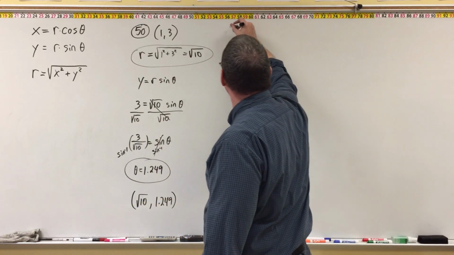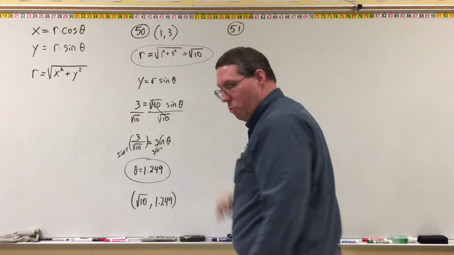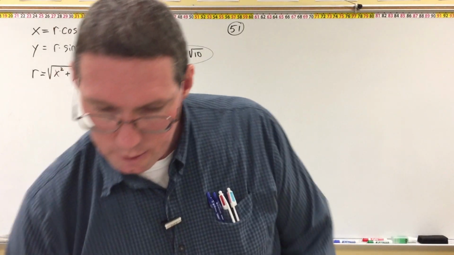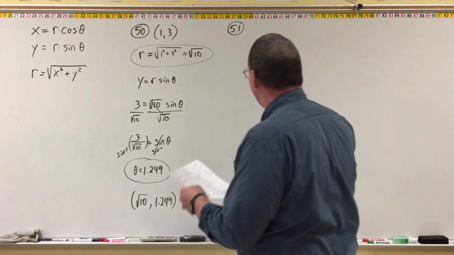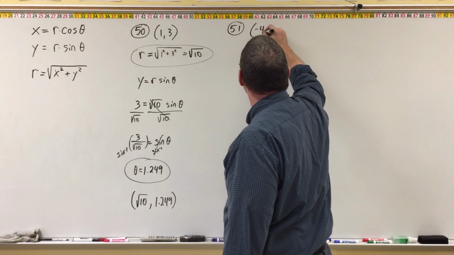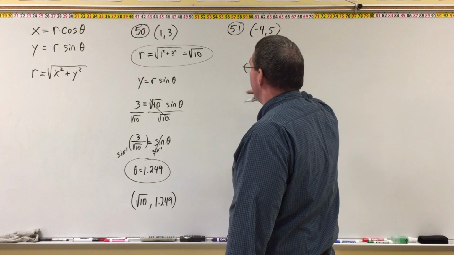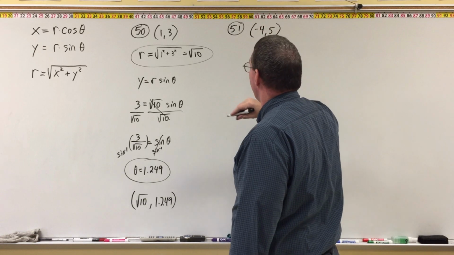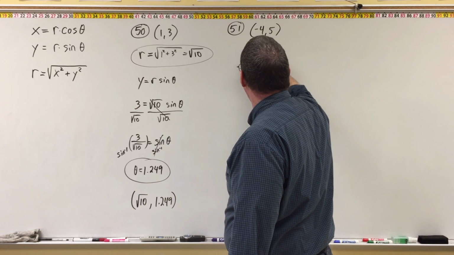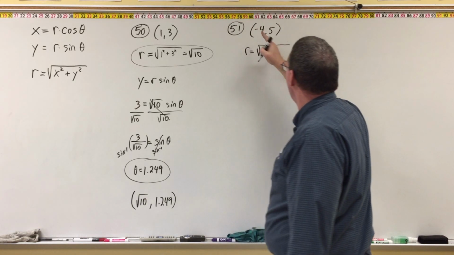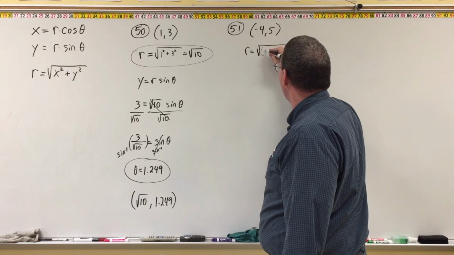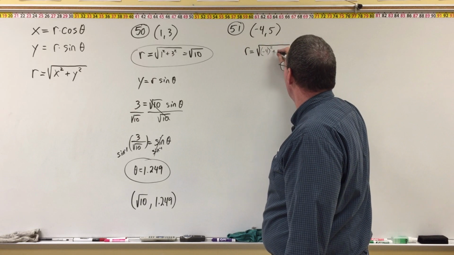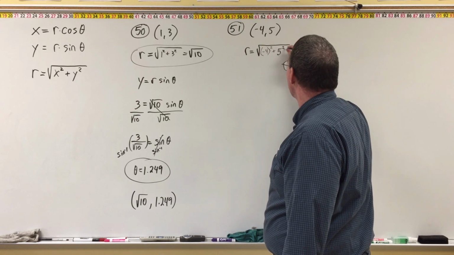All right, let's do question 51. 51 says our rectangular coordinates are negative 4 and 5. Negative 4 and 5. And let's use x this time. So let's find our radius first. R is equal to the square root of x squared. So I'm going to put negative 4 in parentheses, squared, plus y squared, 5 squared.